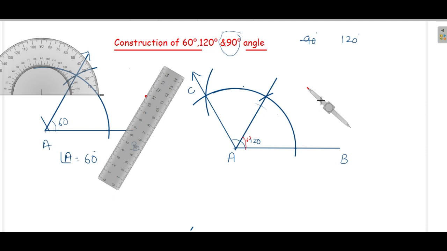So, without changing the radius of the compass, we now will place the compass at the 60 degree intersection point. Okay, then we will draw an arc here. Then do not change the radius of the compass. Now place the metal pointer at point C and draw another arc intersecting the previous arc. So, this is the point where we got the intersection.